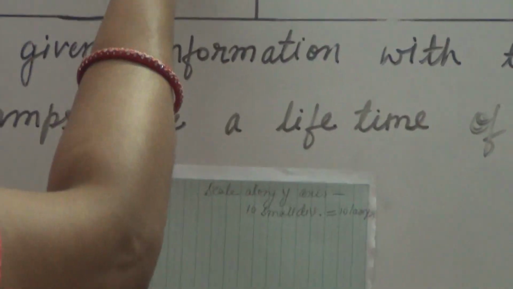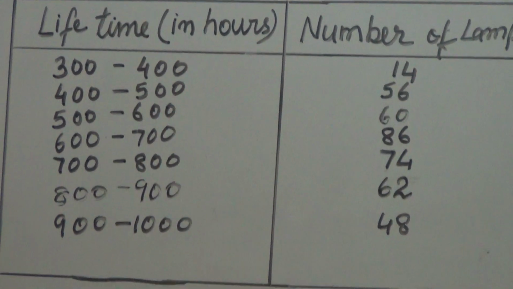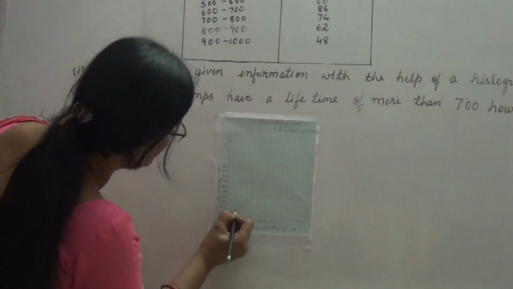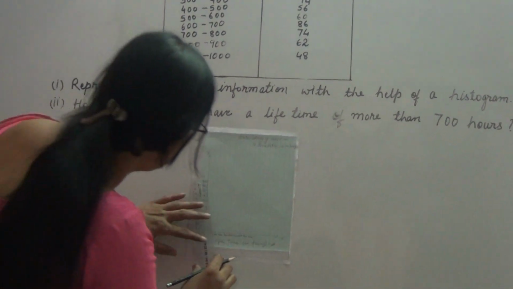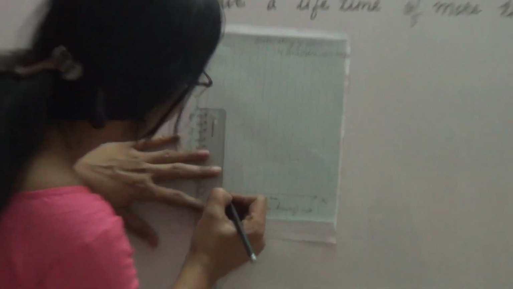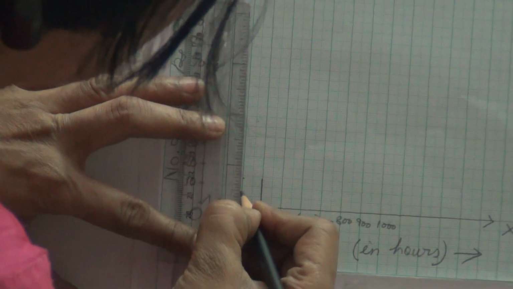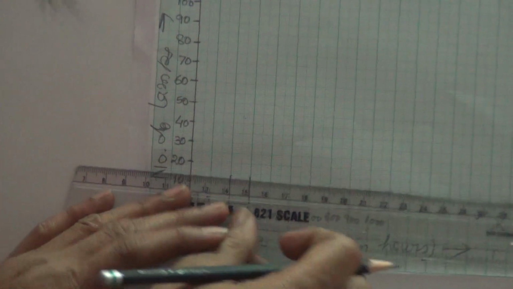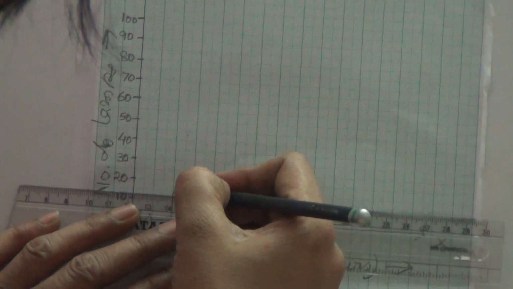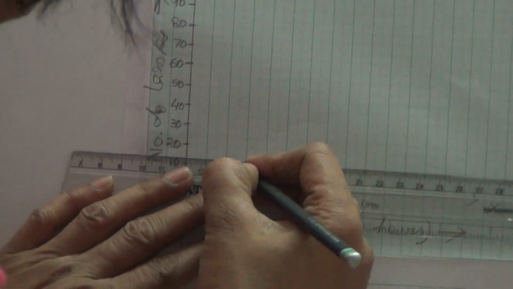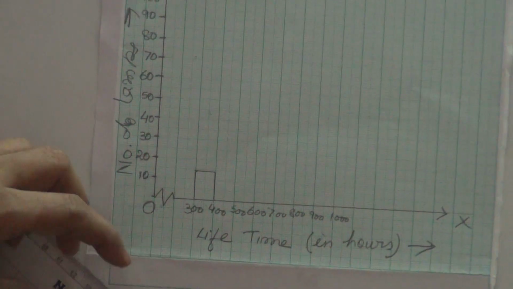Now let us start constructing the histogram. Histogram bars are made in a continuous form, but first of all let us see 300 to 400. Number of lamps is 14. So first let us find, this is 10 and till 4 small divisions it will be 14. Here it will be 14. So now we need to draw it, and it should be very clear and accurate. Neatness and accuracy are the two basic things whenever you are working on a graph paper.